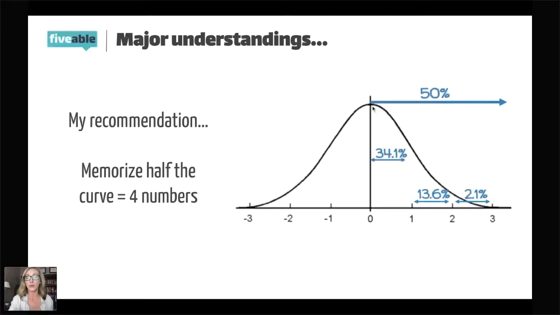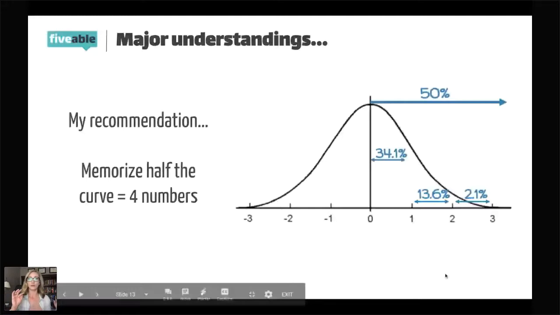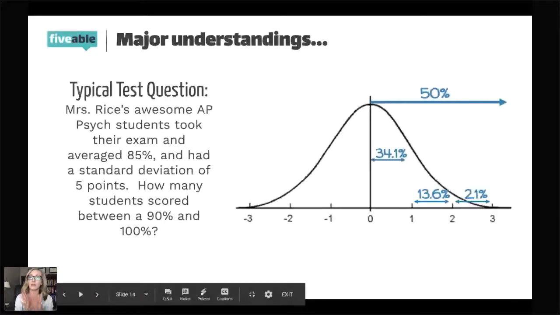And then within 1 standard deviation is 34%, 34.1, and then 13.6 and 2.1. Okay. Now, let me tell you why this would be helpful for you. And I'm going to give you a typical test question.